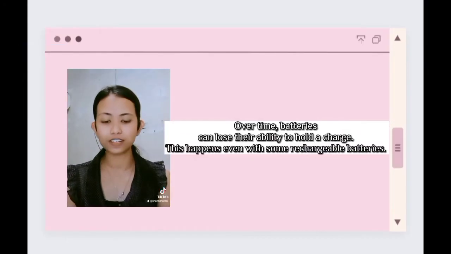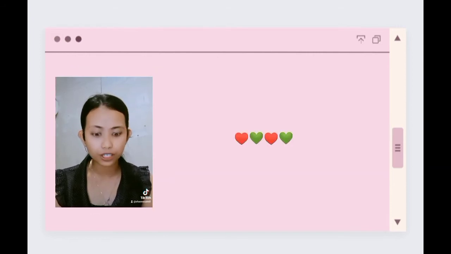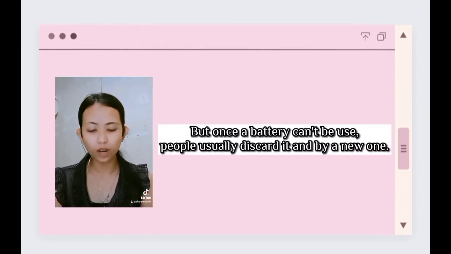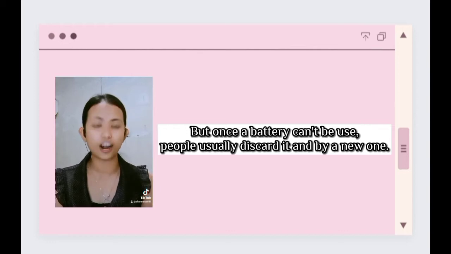Over time, batteries can lose their ability to hold a charge. This happens even with some rechargeable batteries. So some researchers are always looking for new designs to address this problem. But once the battery can't be used, people usually discard it and buy a new one.